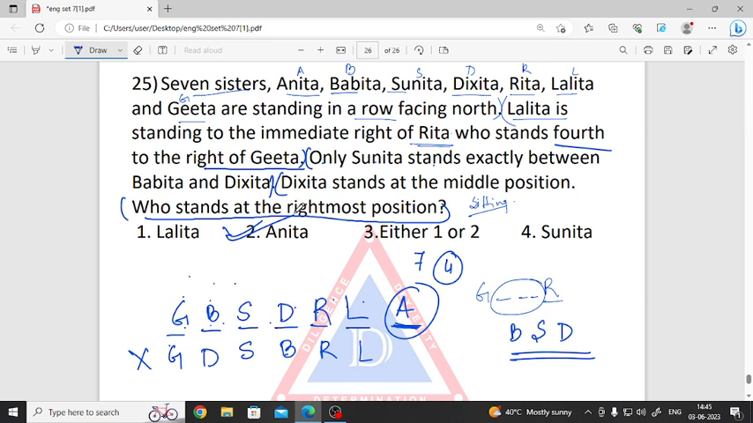Okay? So this was the last question for today. Hope you liked it. So this was a small practice session for Kolkata Police and West Bengal Police Constable. So I am ending the session on a good note. Hope you understand it. So let's end it. Thank you everyone.